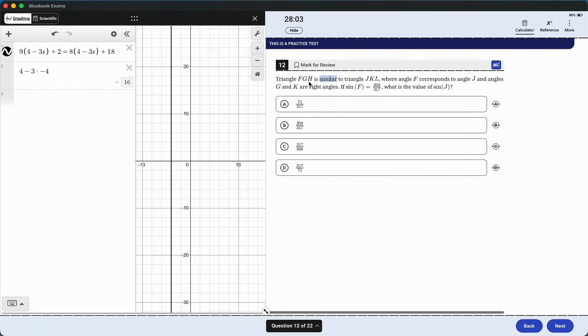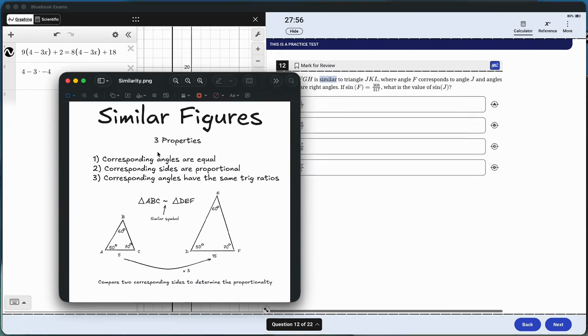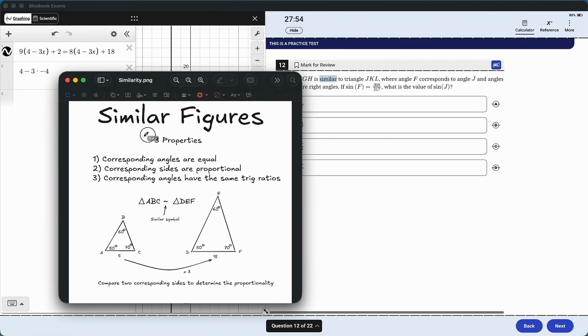Next one, triangle FGH similar to JKL, right? Similarity is something we have to know, right? We have a picture here about similarity. Here it is, similar figures. 3 properties you want to know, right?